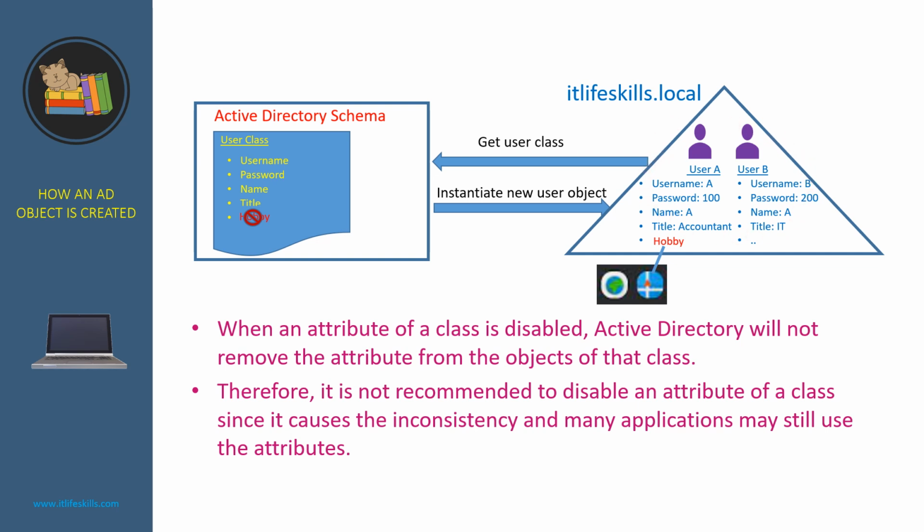Moreover, this application uses the hobby attribute to control the access. Now, this application cannot control the access for user B because user B does not have the hobby attribute.